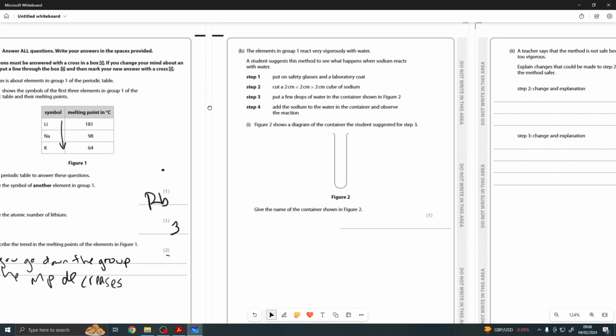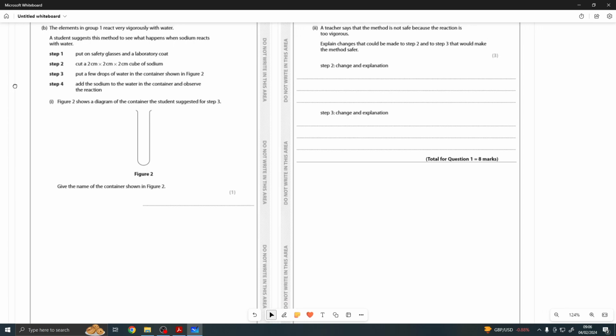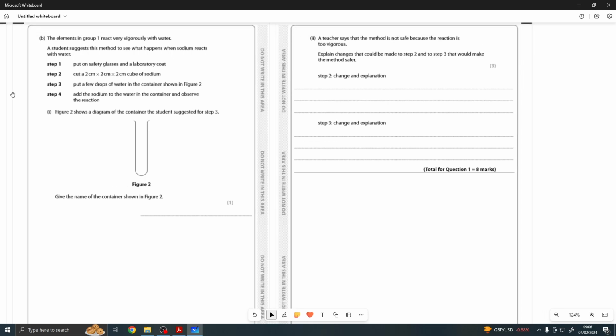Now the next one says the elements in group 1 react very vigorously with water. Students suggest a method to see what happens when sodium reacts with water. Put on some safety glasses, take a big chunk of sodium and put it in the container with a few drops of water. Now, it says, give the name of the container shown in figure 2. Easy peasy. That is a test tube, isn't it? Quite obviously a test tube. Now, if you'd written boiling tube, because obviously it doesn't give you any indication of size there, that would be absolutely fine.